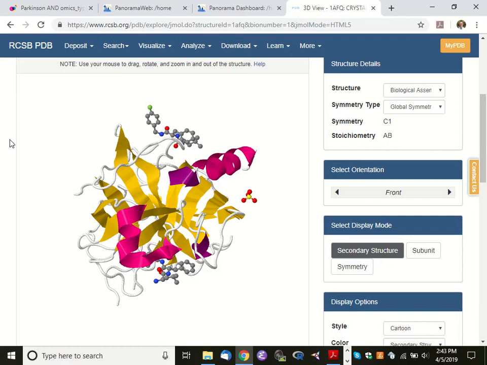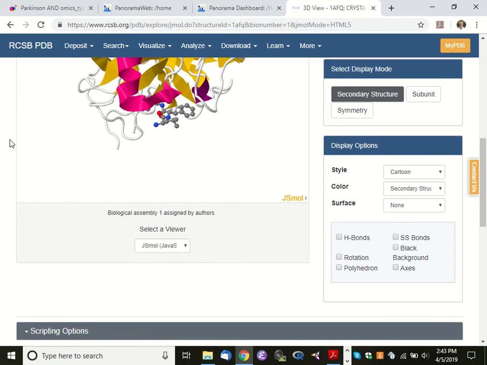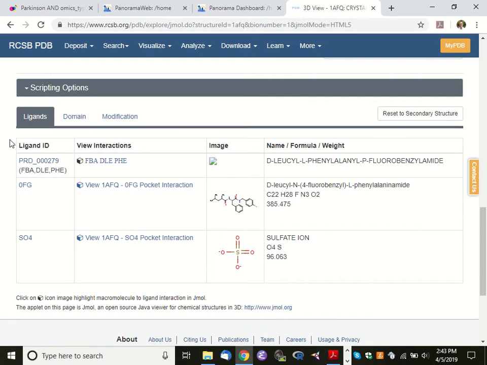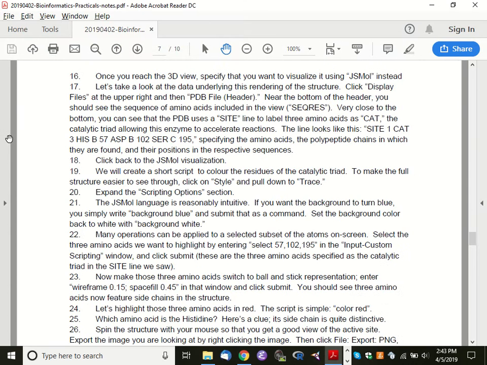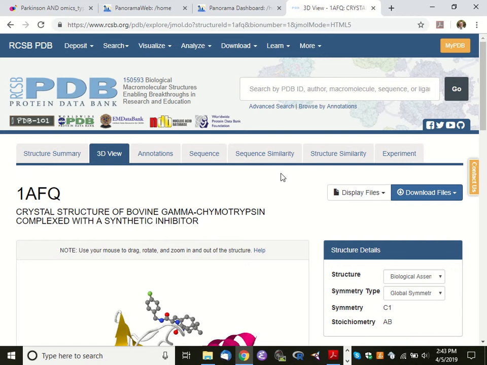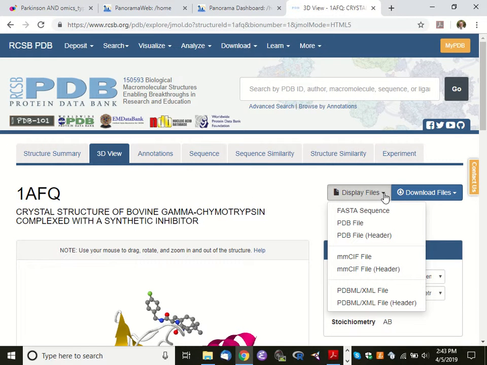You know, all of these pretty visualizations are built off of some data type, right? So down here at the bottom, what was I looking for? Sorry. Near the bottom of the header, you should see the sequence of amino acids included. Oh, I'm sorry, it's at the upper right. I lost track of where to find it. Okay, sorry. Under Display Files, you can click out that menu and get the PDB file.